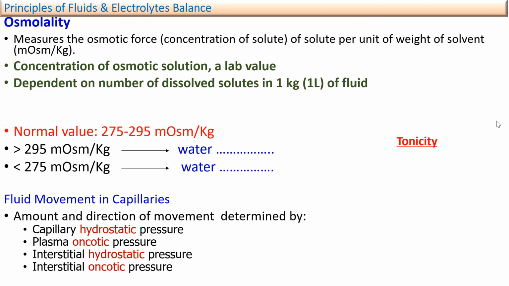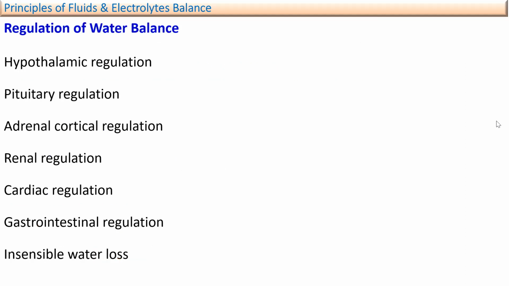The four main forces that govern the movement of fluids between compartments are the capillary hydrostatic pressure, plasma oncotic pressure, interstitial hydrostatic pressure, and interstitial oncotic pressure.